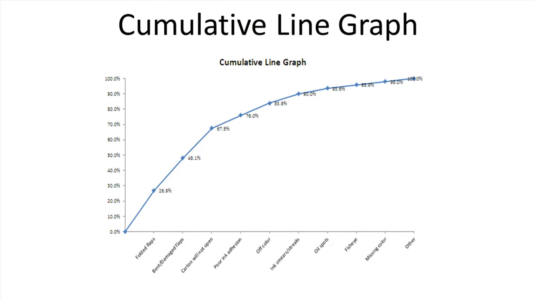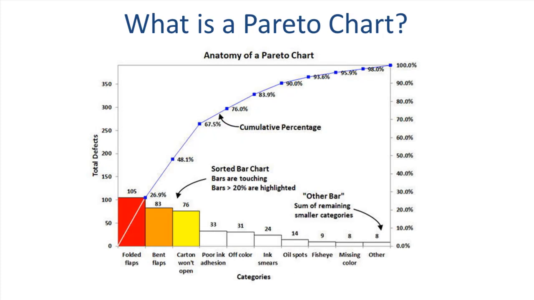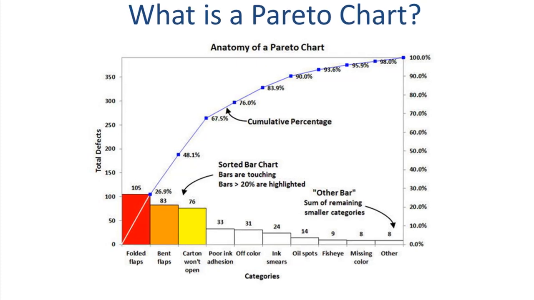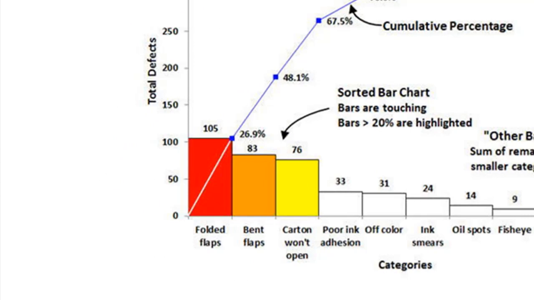Now when you overlay this cumulative line graph on top of the Pareto chart, you get to see what are the big bars, and you get to see the cumulative percentage that they add in, and you get colorized versions here. So ChartSmartXL will show you anything that's 20% or greater. And so we have folded flaps are the big one. The next biggest is bent and damaged. The next biggest is carton will not open. And this is what a good Pareto chart should look like.